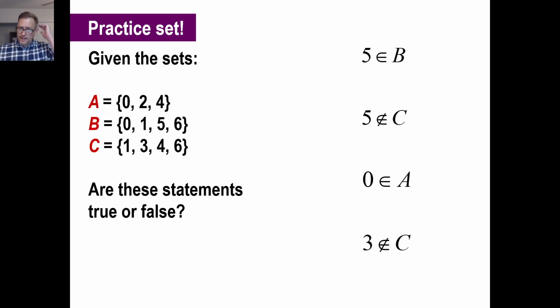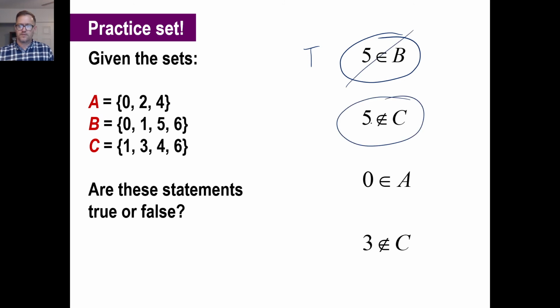Okay, well, let's look at it. Let's answer these questions. Here are the sets. Are these statements true or false? Let's go this one first. Is 5 a member of set B? We'll look at it. Yes, it is. True. All right, done. All right, is 5 not a member of set C? Is that true? Well, is 5 a member of set C? The answer is no. So if they ask us, is 5 not a member of set C? That's also true. Okay. All right.